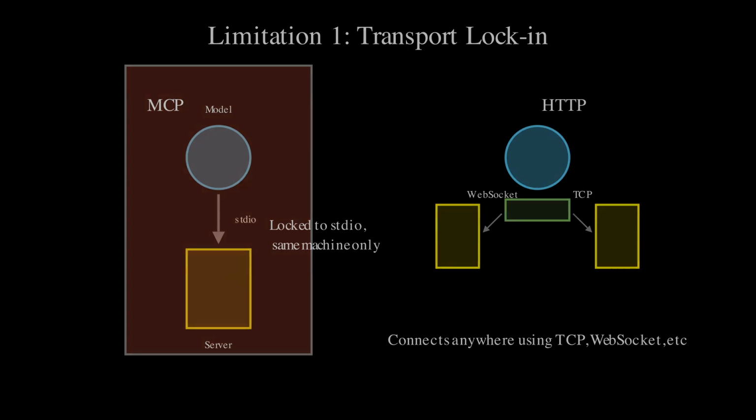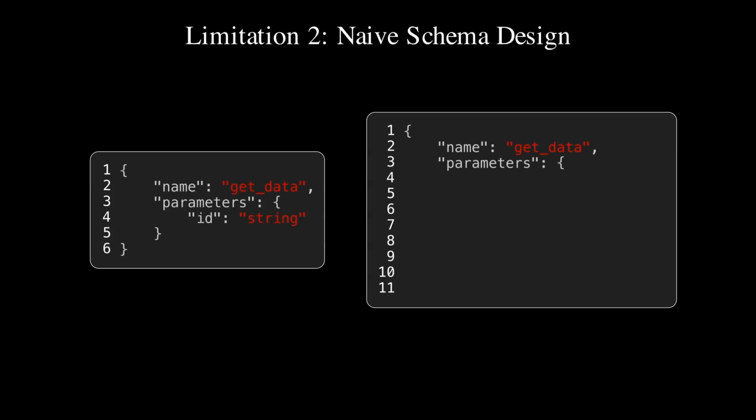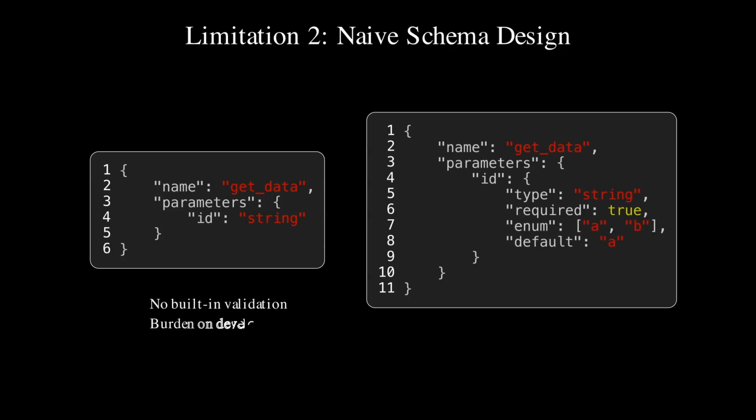Limitation 2, naive schema design. The current schema spec is extremely raw. There's no support for parameter-level validation, no required fields, enums, conditionals, regex, or default values. The burden falls entirely on the app developer, which contradicts the vision of zero-trust, vibe-driven agent development.